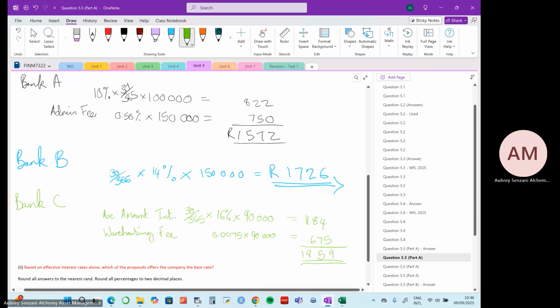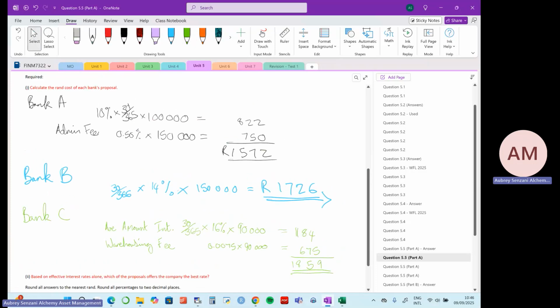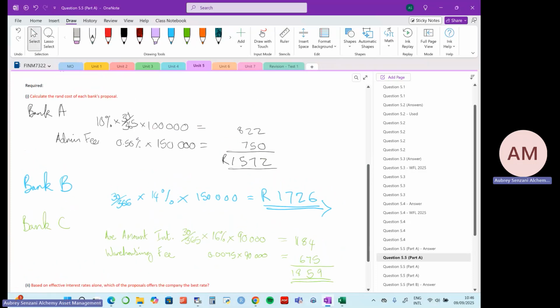Right. So that is our part A, or the first part of our question 5A. Okay, so let's take our break. Then when we get back, we'll finish this off and find out what they're asking us in part B.